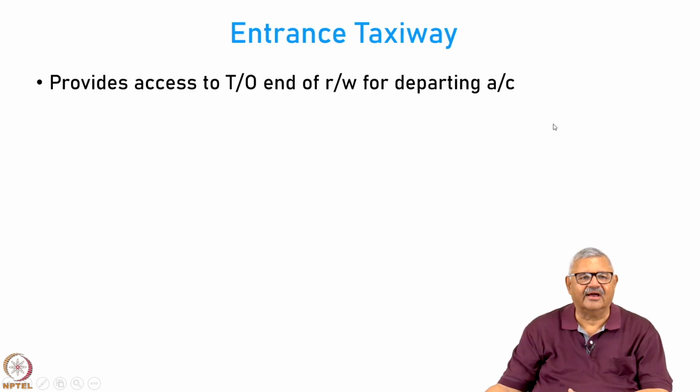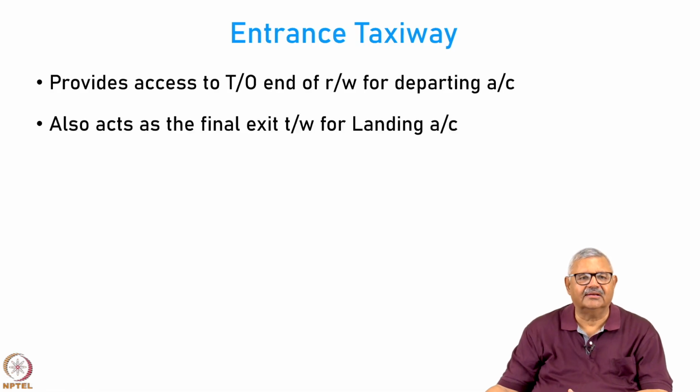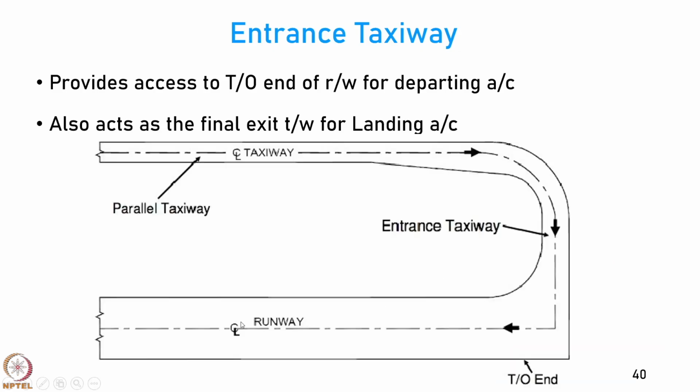Then you have entrance taxiways, which provide access to takeoff at the end of the runway for departing aircraft, and they can also act as the final exit taxiway for the landing aircraft. So, for example, you are on this taxiway, you come here, and you can notice there is a slight additional corner strengthening for the turning aircraft. You come here slowly, go there, and then you can take off, or you may land this way and then turn this way and go to the taxiway.